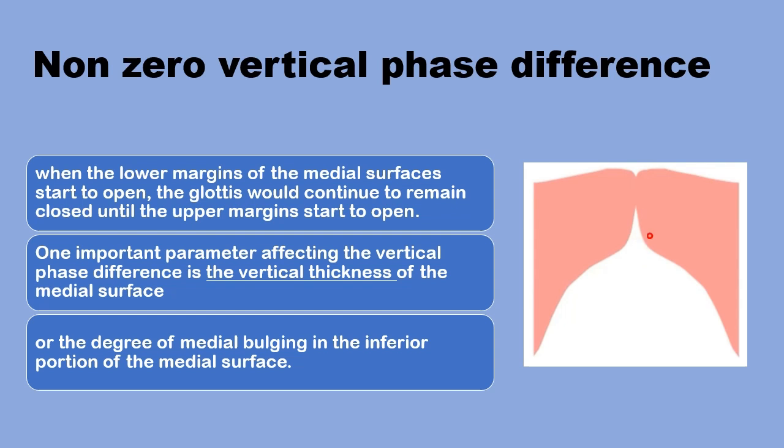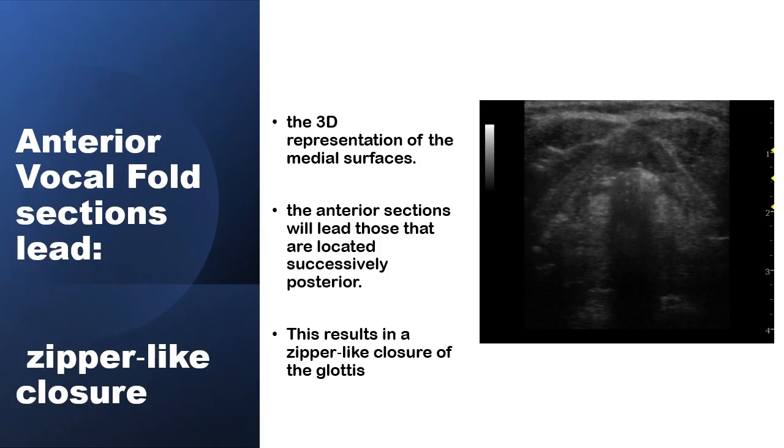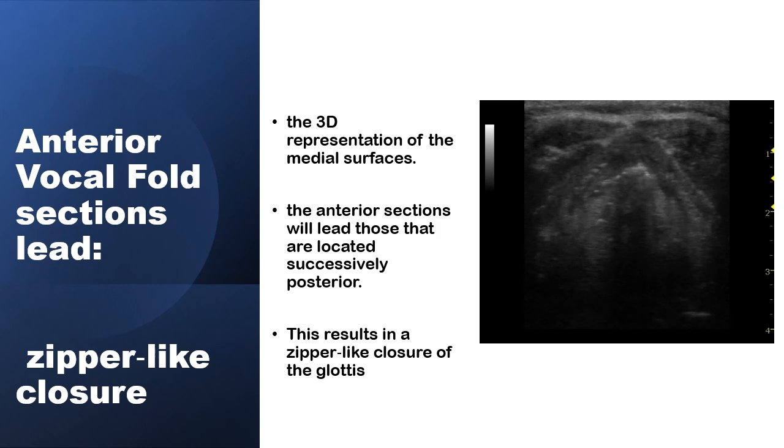The phase difference is in turn affected by the vertical thickness of the medial ends of the vocal folds and also by the medial bulge of the inferior part of the medial adducted vocal folds. A similar phase difference is also noted during the conversion and the diversion of the medial ends of the surface of the adducted vocal folds.